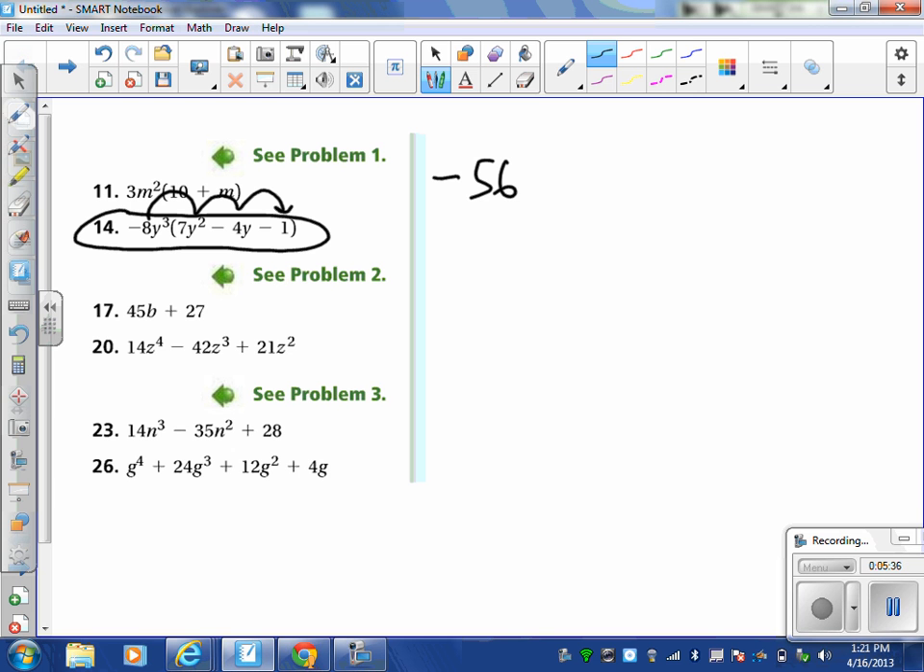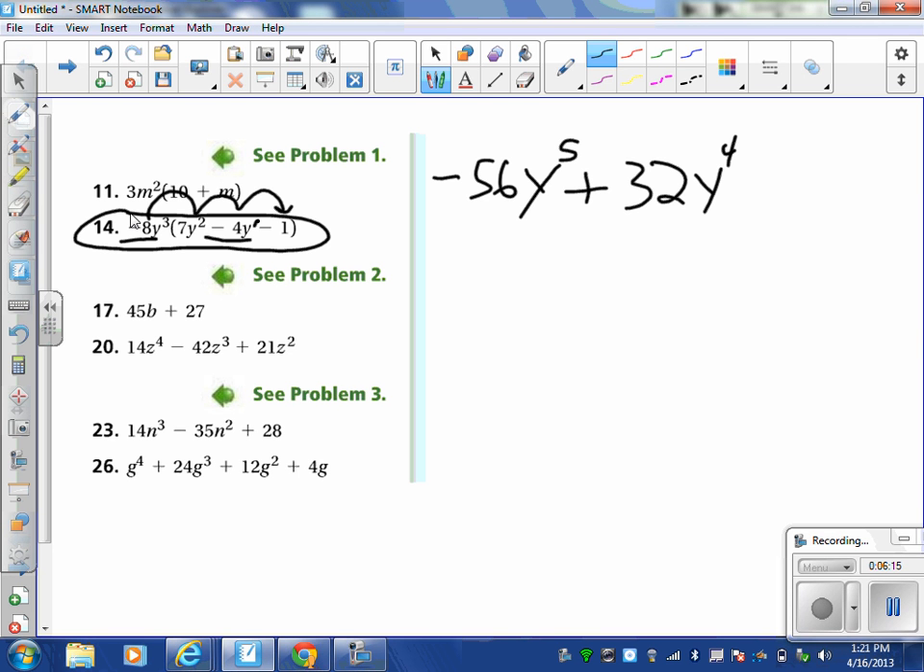And what do I do with the exponents when I multiply? I add them, right? So I have y to the fifth power. Now I'm going to take negative 8 times negative 4y, and negative is a positive, good. And then I have 8 times 4, which is 32. So I'm going to take a look at the y. There's an invisible 1 right there. So again, what am I going to do with the exponents when I multiply? Add them, okay? So 3 plus 1 is y to the fourth power.